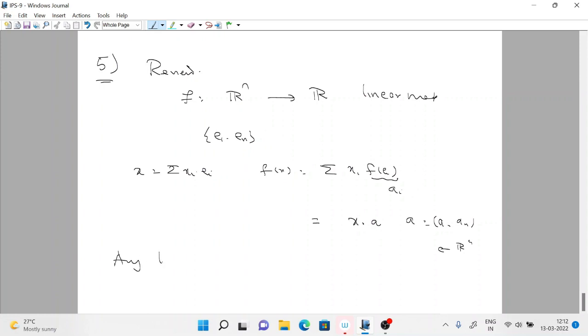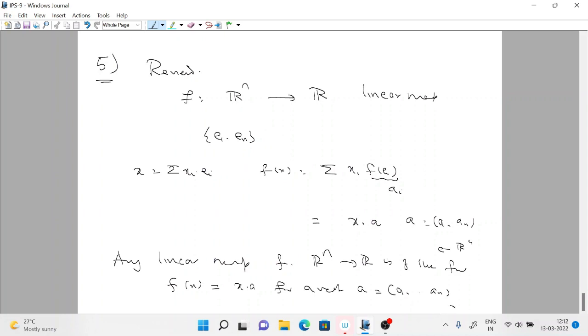Any linear map f from Rn to R is of the form f of x equal to x dot a for a vector a, where a equal to a1 to an, and ai is f of ei. So pause, review, proceed.